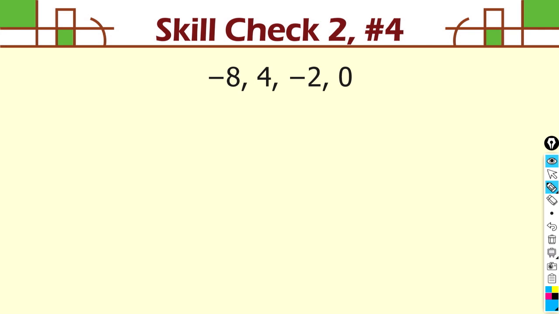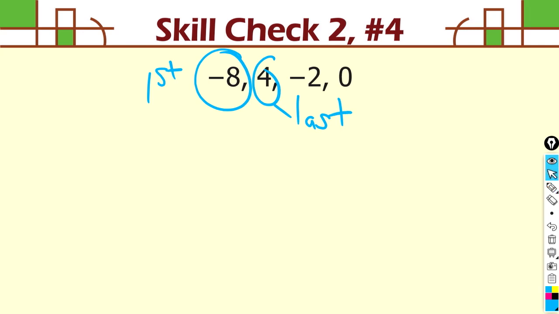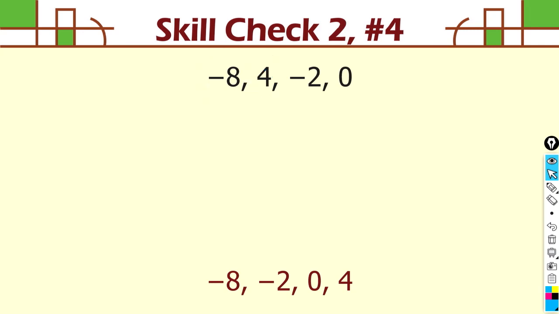Now, we're to put these four numbers in order. Remember, when we do that, we always look for the smallest, the one that's coming first, and the largest, the one that's coming last. So we have negative 8 and 4 on the left and the right. Oh, well, the negative 2 would be next, and then the 0, I'm sorry, the 0 would be next, and then the 4. Yep, so the negative 8, then the negative 2, then the 0, and then the 4. So there's our first and our last, and we put the negative 2 and the 0 in the proper place in between.